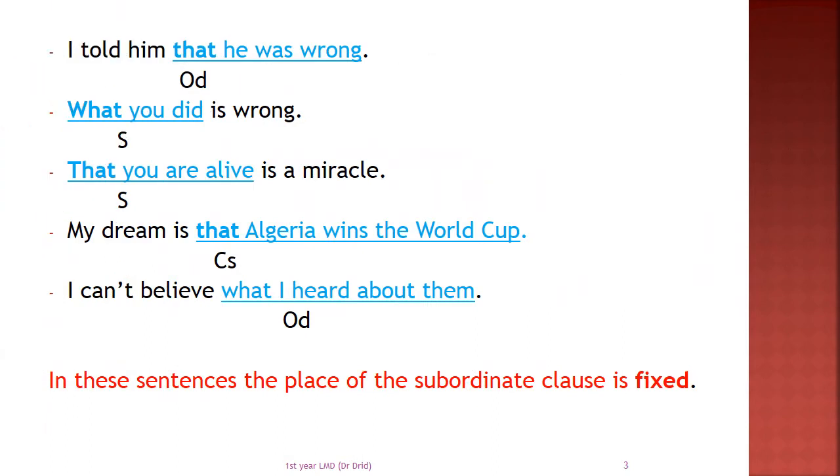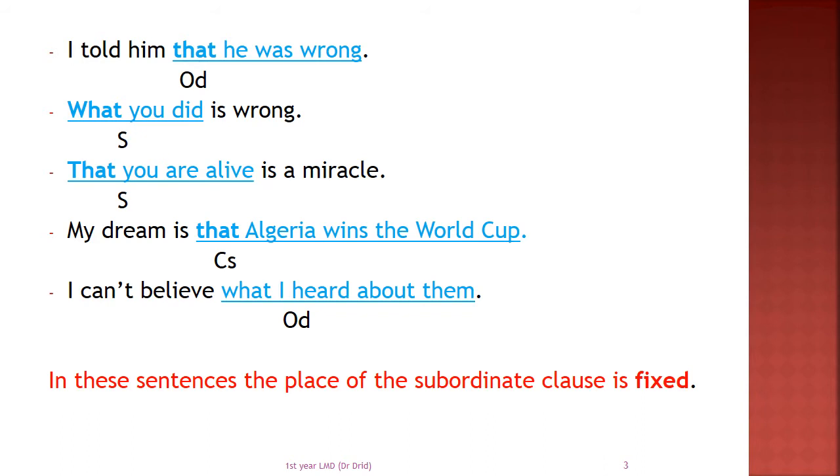Here is another set of sentences where a subordinating conjunction is used. But these sentences are different from the previous ones. They contain the subordinating conjunction that or what. Let's read them. I told him that he was wrong.